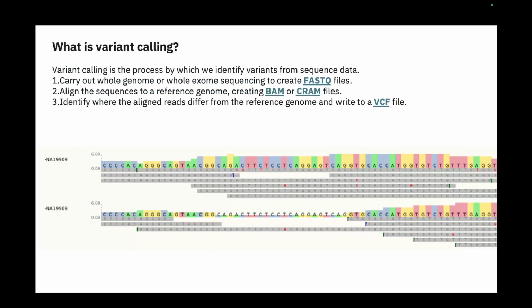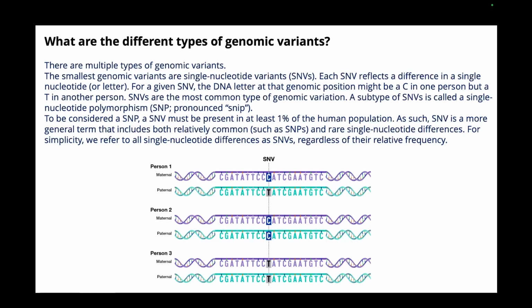Variant calling is the process by which we identify these variants from sequence data. You carry out whole genome or whole exome sequencing to create these BAM files. You then align the sequences to a reference genome, creating these BAM or SAM files, and then you identify where the reads differ from the reference genome, and you write it to a VCF file, which is the variant call format file.